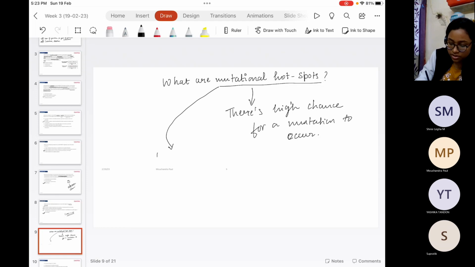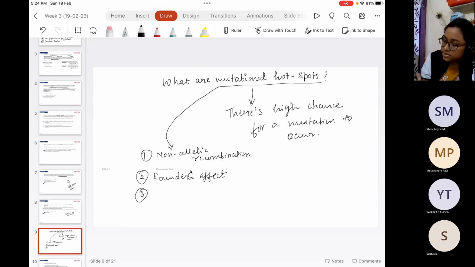It can be due to non-allelic recombination. Then there is founder's effect. And a few bases within the sequence are modified in such a way that they attract recurrent mutations, so due to the presence of modified bases.